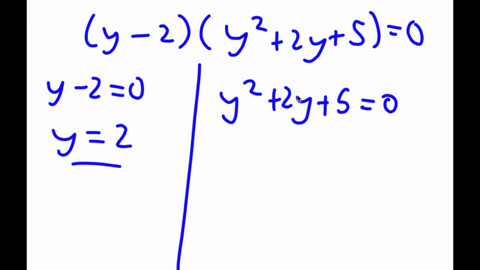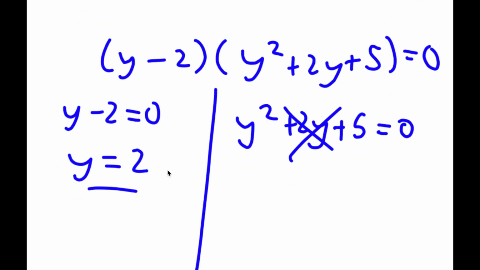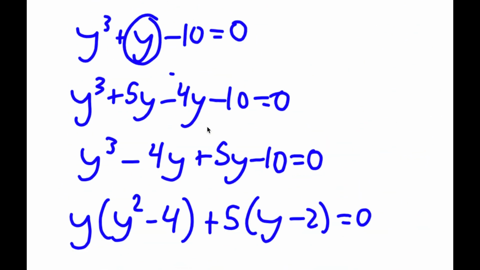And for y squared plus 2y plus 5 equals 0, we are going to use the quadratic formula. And I'm actually not going to waste your guys' time by plugging everything in and solving it. But if you do end up doing it, you get that there is no solution because it's going to be the square root of a negative number. So y equals 2 is my only solution for y.